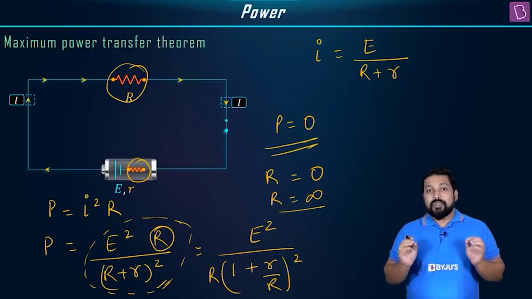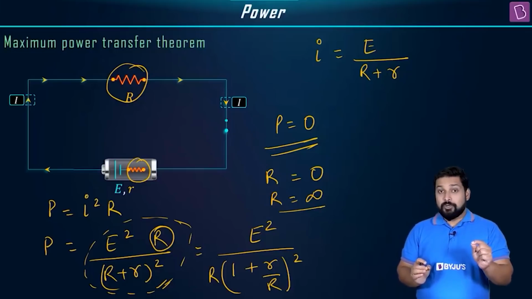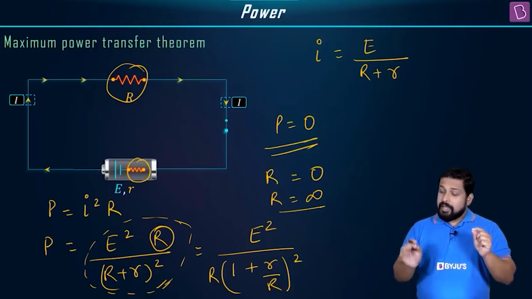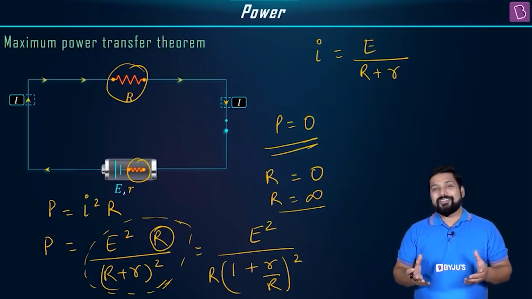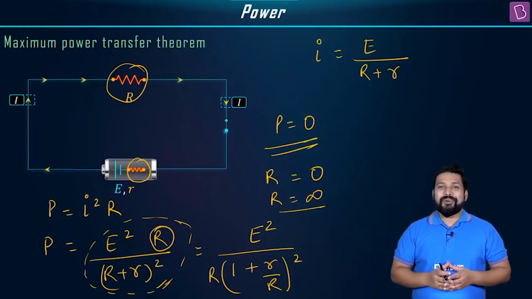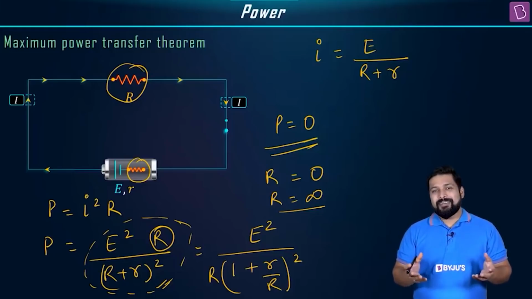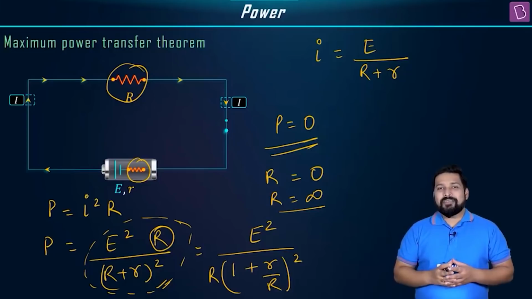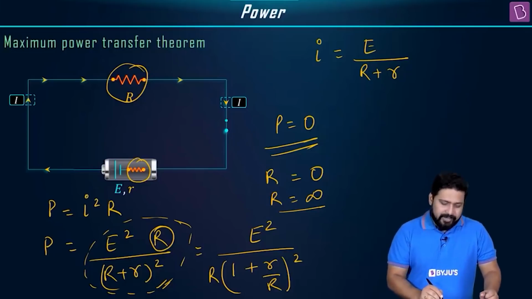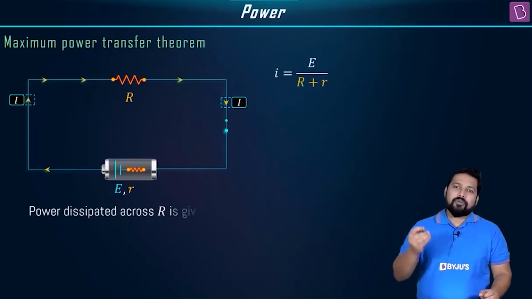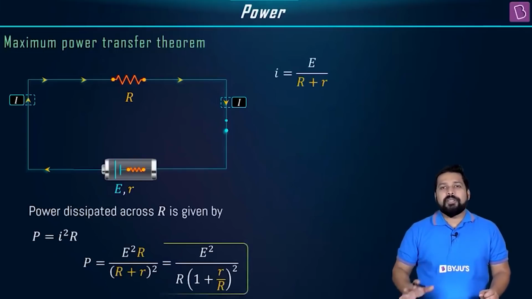Which means there are two instances. One at 0, where it becomes equal to 0, and one at infinity, where it also becomes equal to 0. Obviously, there has to be a point of maximum, right? We'll get a point where this power has to become maximum, isn't it? So we are going to find that point and figure out what will be the condition.